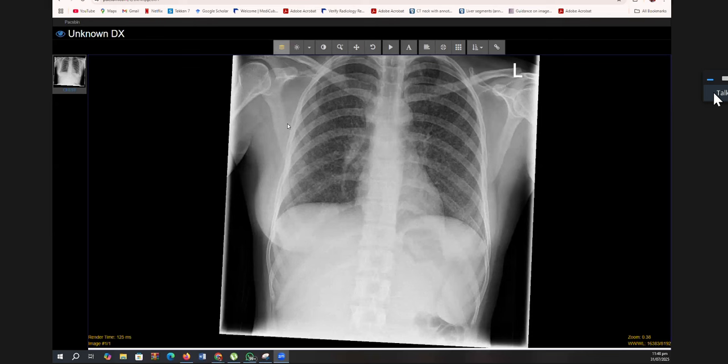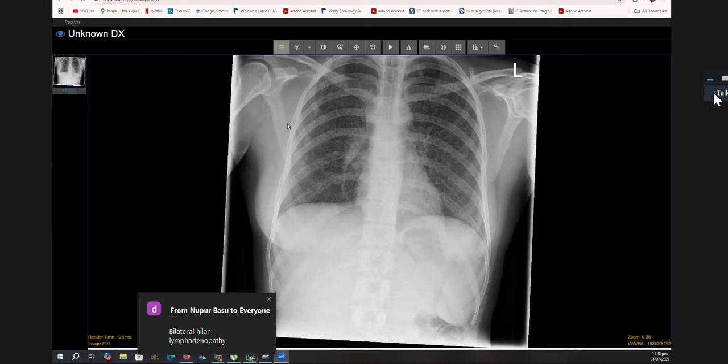So in this case, it will be miliary tuberculosis, and I will immediately inform the infectious disease department, isolate the patient, do the contact tracing, and do the acid-fast bacilli. Good. Did you notice some mild splenomegaly below the diaphragm? Yes, sir. There is mild splenomegaly.